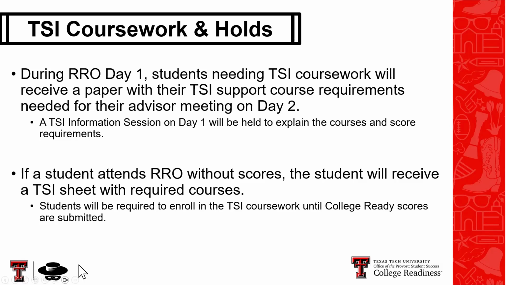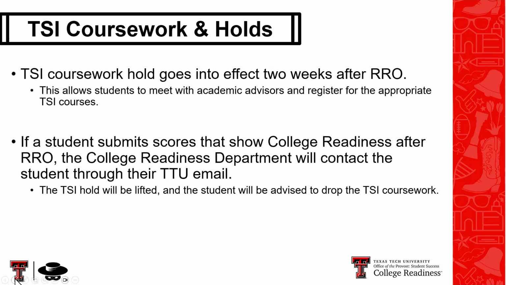If you walk into orientation and you have not submitted any type of TSI scores or exemptions, you will be expected to enroll in TSI classes. So it is very important, like Kelsey said, to take that test or possibly retest for a higher score before you come to orientation. Once you get here, you will be expected to enroll in TSI classes if you don't have any scores exempting you.